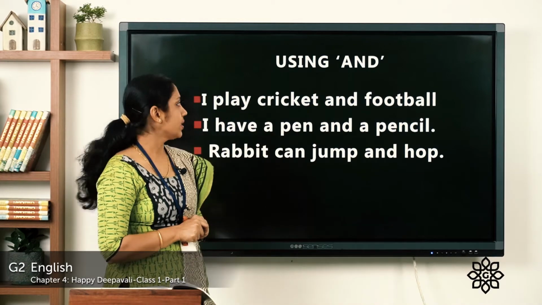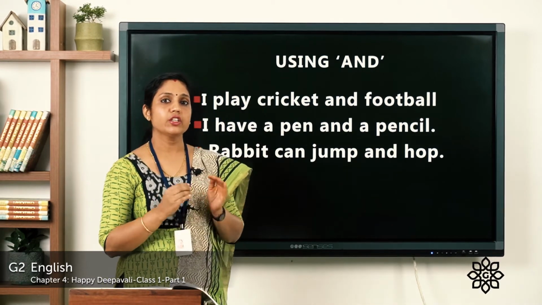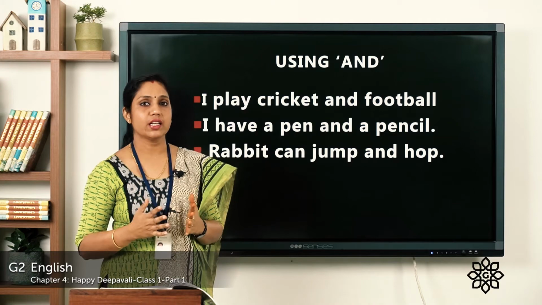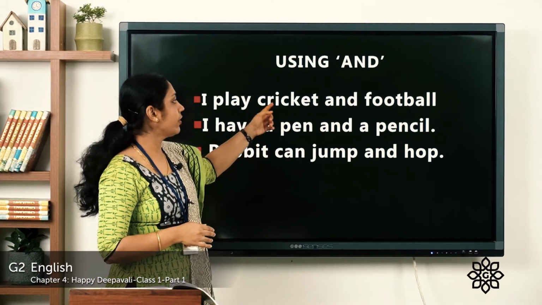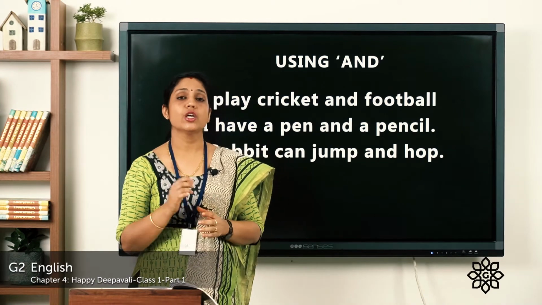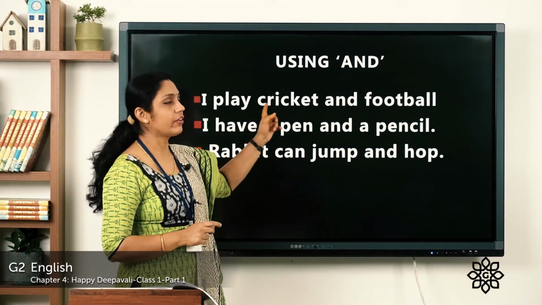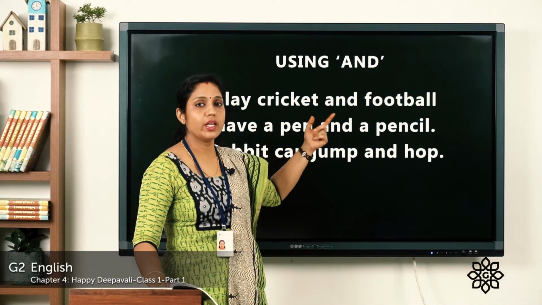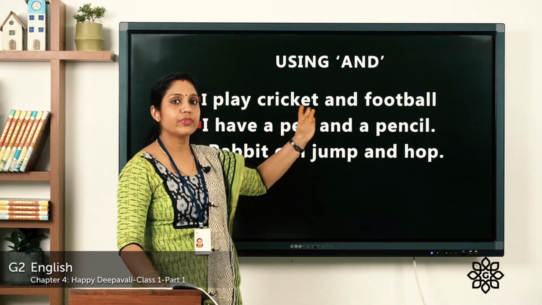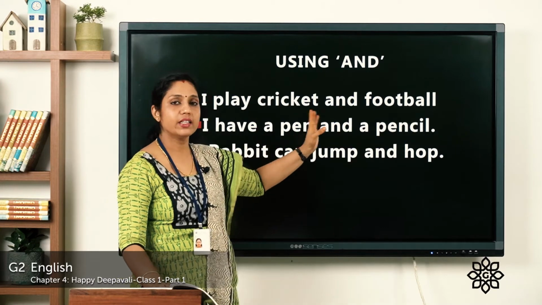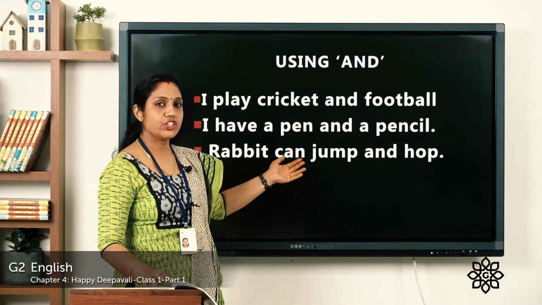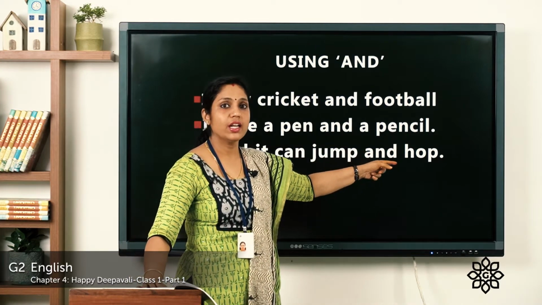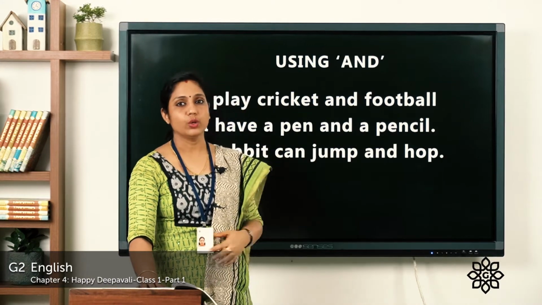Here you can see the sentence. So we had already written the words cricket, football in that slip of words. In that 20 words, we have written words. So now let's make the sentence out of it. Here, I play cricket and football. Now that has become a sentence using the word 'and'. Next, I have a pen and a pencil. So here we added 'and' by joining pen and pencil. Rabbit can jump and hop. So rabbit can jump and also hop. And we join these words using the word 'and'. So this is how to use the word 'and'.